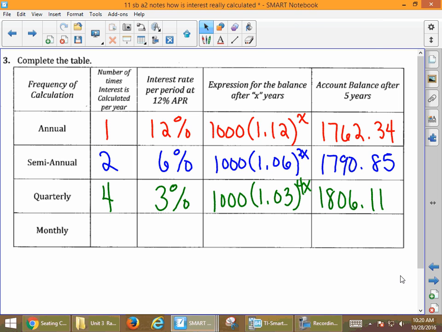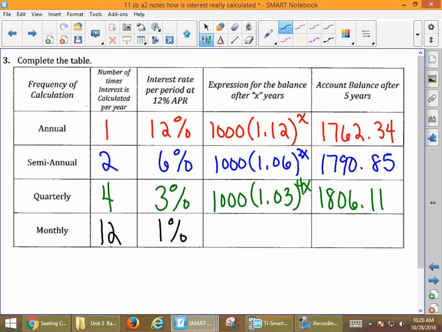So when we get down here to monthly, how many times are we going to calculate it? We're going to calculate it 12 times. There's 12 months in a year. What's our percentage rate going to be? 1%. Again, 12 divided by 12 is 1. When we set this up, it's going to be 1,000 times 1.01. We're going to calculate this 12 times a year.